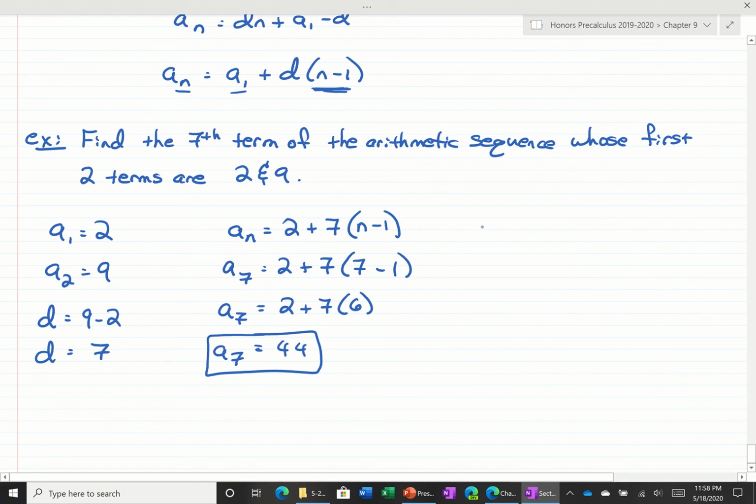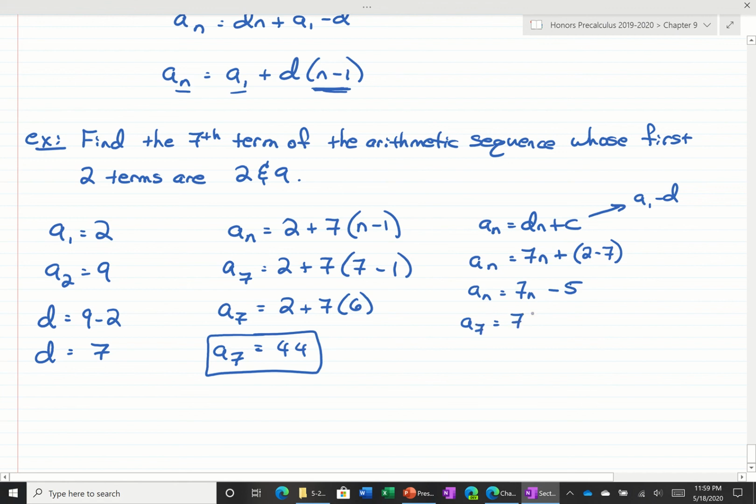Another way that we could do this is to use our basic formula where a sub n is equal to dn plus c. And a sub n would equal the common difference times the number plus c. And remember what c was. c was just the first term minus that common difference. So 2 minus 7, which is negative 5. So we want to get the 7th term here. 7 times 7 is 49. 49 minus 5 is 44. So we can get it using our recursive formula, or we can get it using our arithmetic formula.